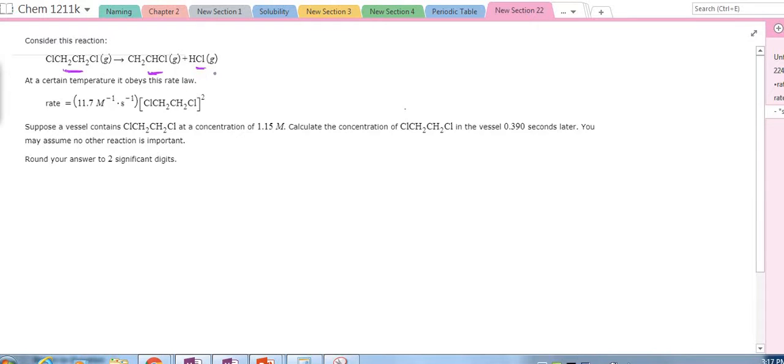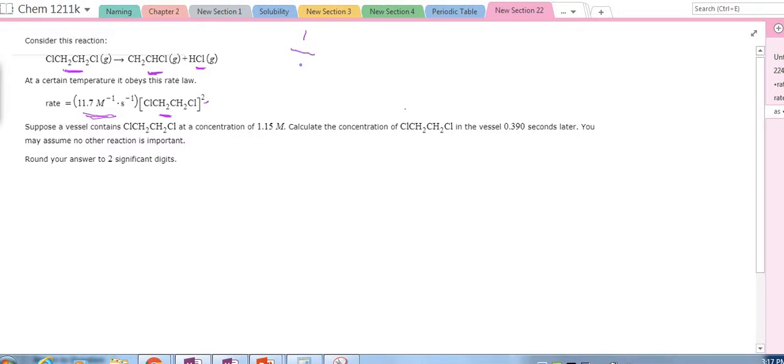Okay, and it says at a certain temperature it obeys this rate law. Rate equals k times the concentration of the reactant, and that's going to be squared. This tells us that it's a second order kinetics problem. So if it is second order kinetics, then I write down almost immediately the second order integrated rate law.